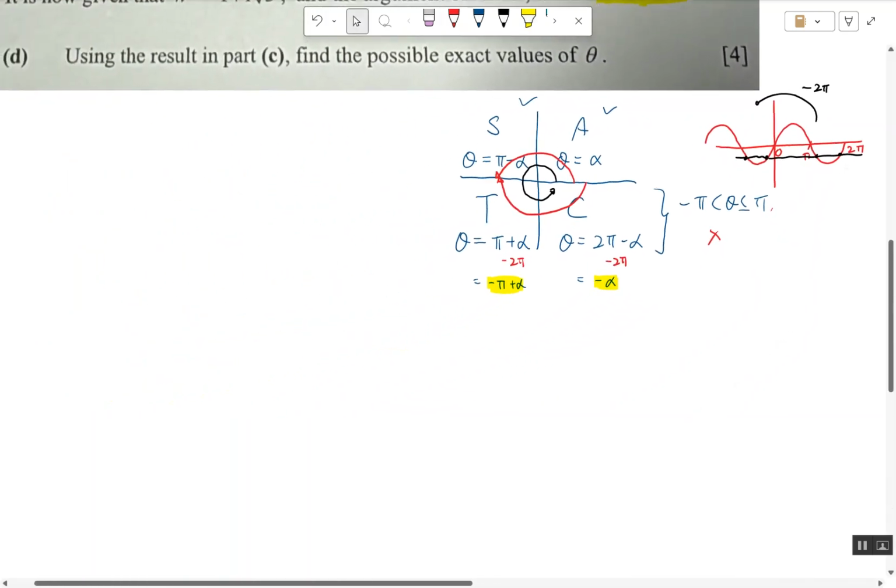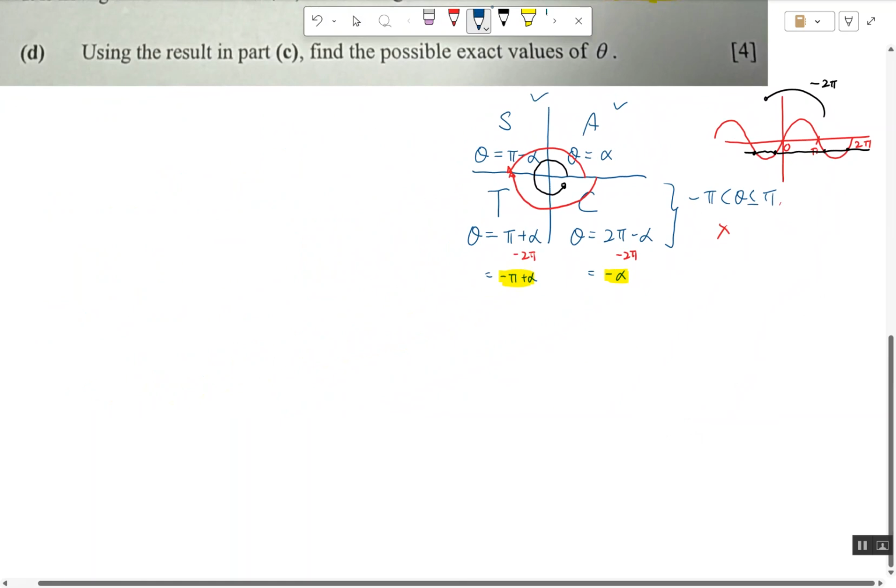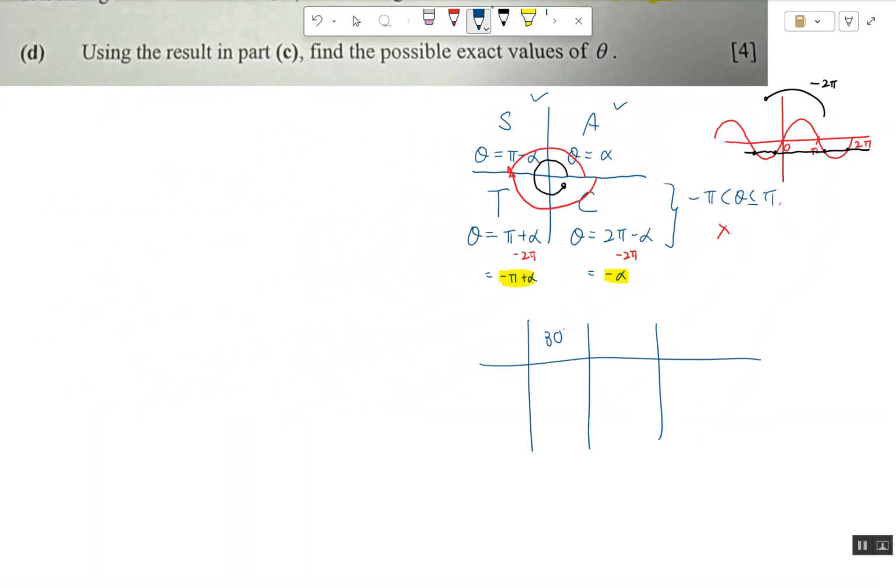So this is the first thing about trigo that you have to know. And of course, the other one would be your special angle table, 30, 45, 60, sine, cosine, tangent. In this case, tangent 30 is 1 over root 3. This is 1, and then this is root 3.